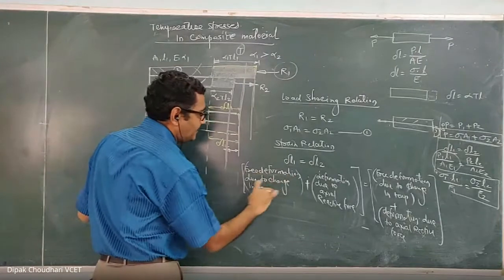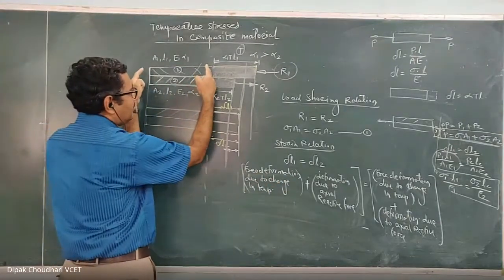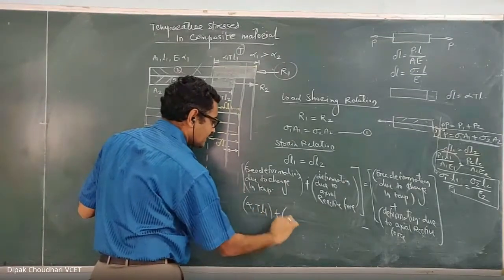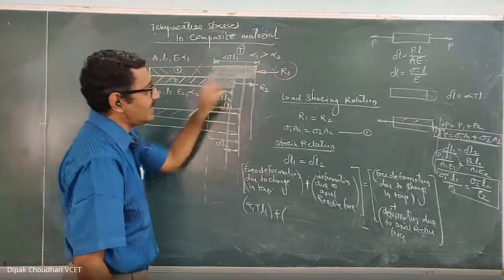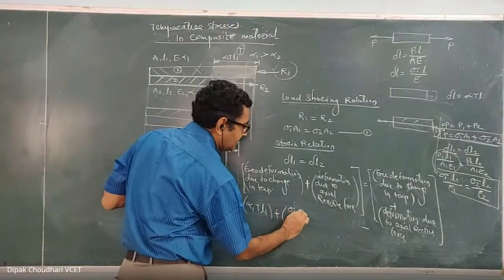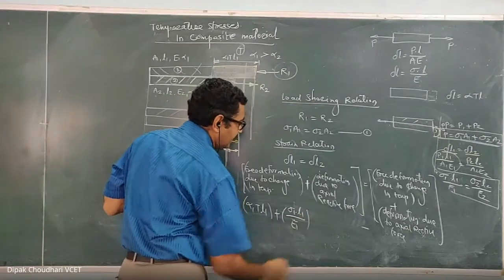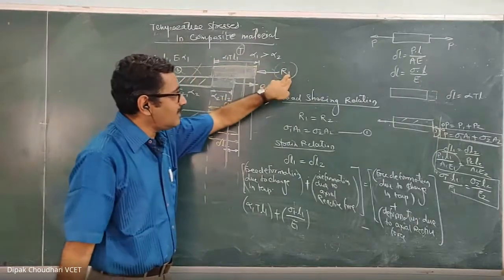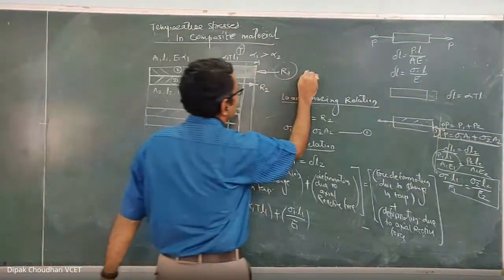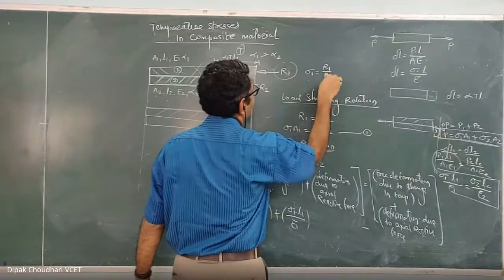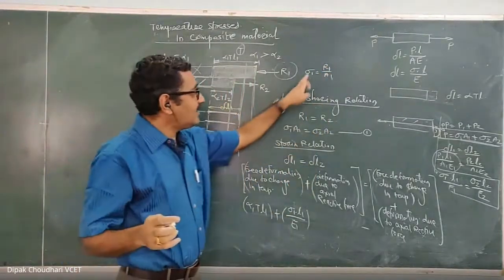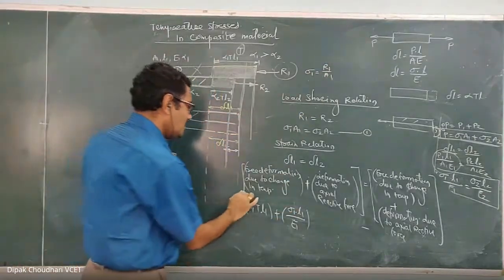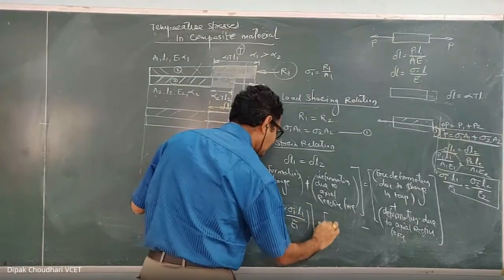Now how much is the free deformation due to the change in temperature for material 1? It is alpha 1 T L1, plus how much is the deformation because of this reactive force? Here it is sigma 1 into L1 upon E1. In terms of stress I have written. The stress changes in material 1 are because of this R1. The relation is sigma 1 equal to R1 upon A1, so R1 upon A1 I have replaced by sigma 1. Okay, so this is delta L1, which is equal to delta L2.